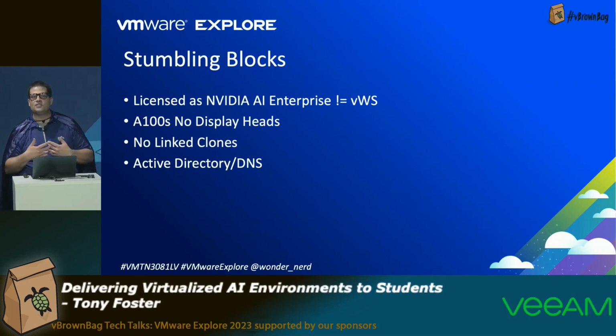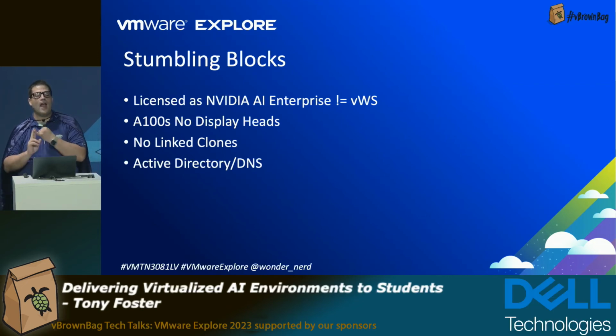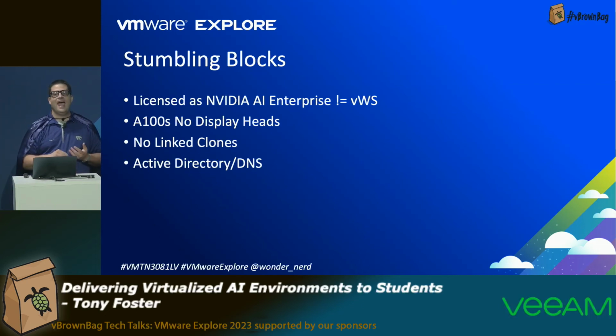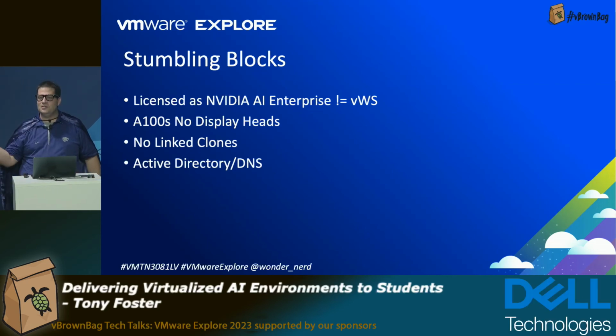So, there are a couple of stumbling blocks you need to be aware of if you're looking to do this. You want to have your environment licensed for NVIDIA AI Enterprise, not virtual workstation. And there's an important distinction there. AI Enterprise is geared towards these larger cards and doing AI workloads. Virtual workstation is geared towards delivering a graphical experience. And the A100s, I know I'm using the V100s, but this is an important note, don't have display heads, which means you can't use the graphical features when you're doing Horizon.